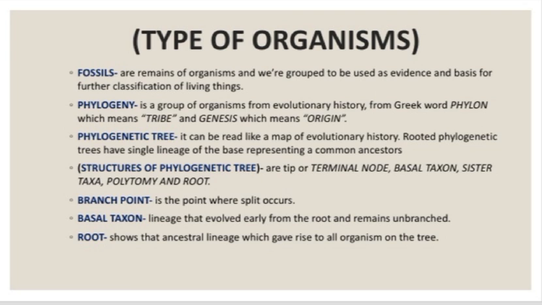So, it means this is a point in the tree where one ancestor group splits into two or more new groups. So, the sixth one, basal taxon, the lineage that evolved early from the root and remains unbranched. Just like I said, it is close to the root and did not branch again. The seventh one, the root, shows the ancestral lineage which gave rise to all organisms on the tree. It means it shows the original ancestor that gave rise to all the other organisms in the phylogenetic tree.